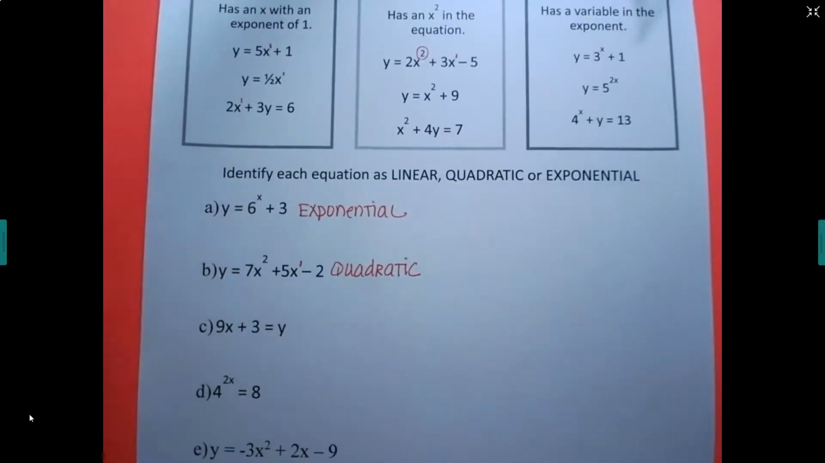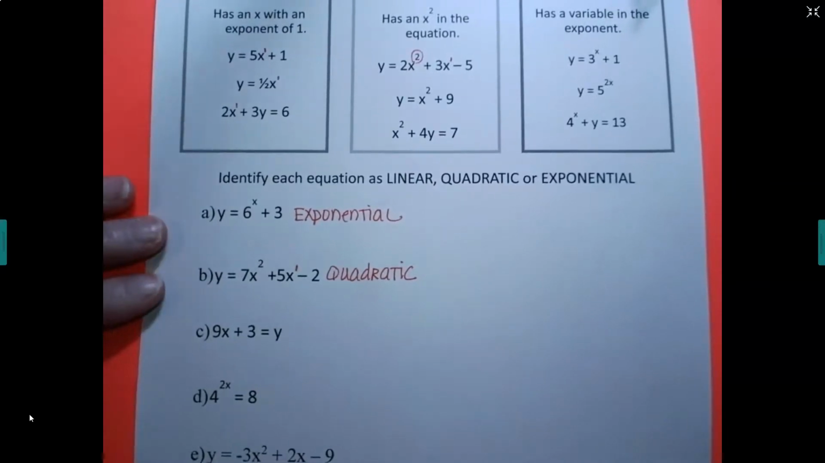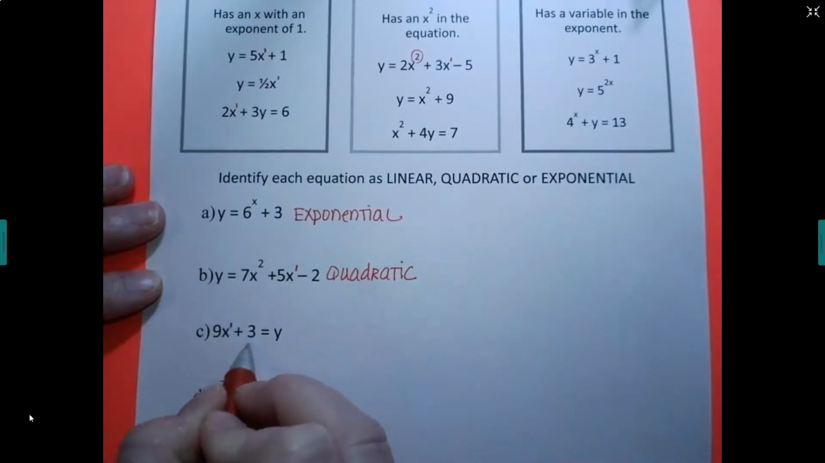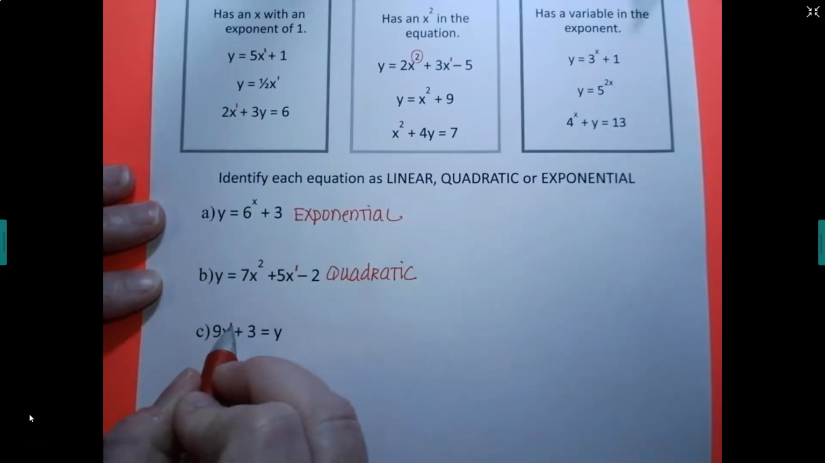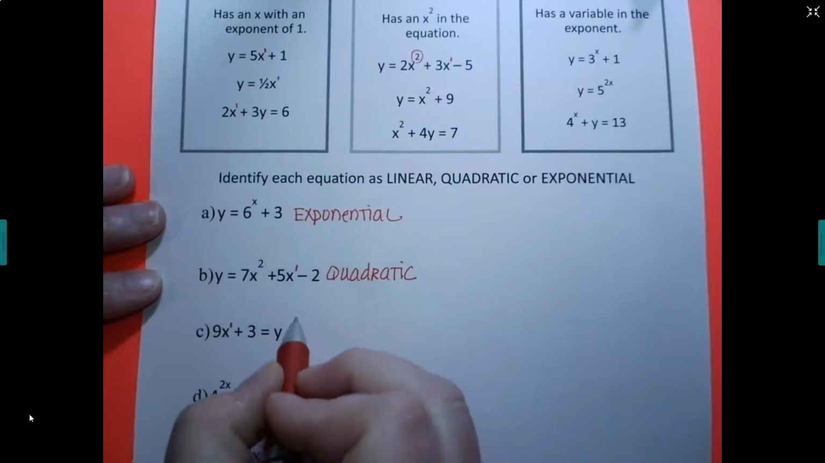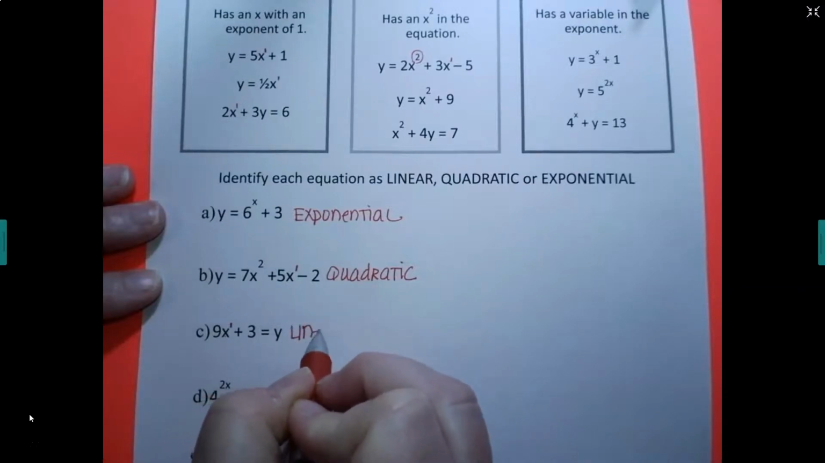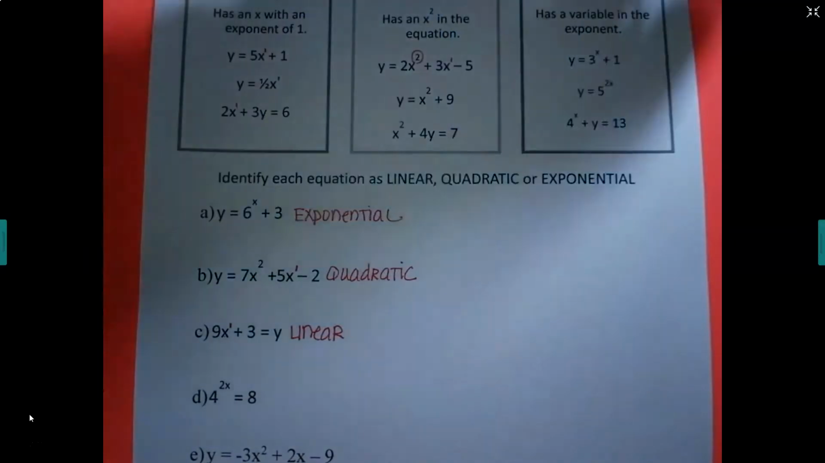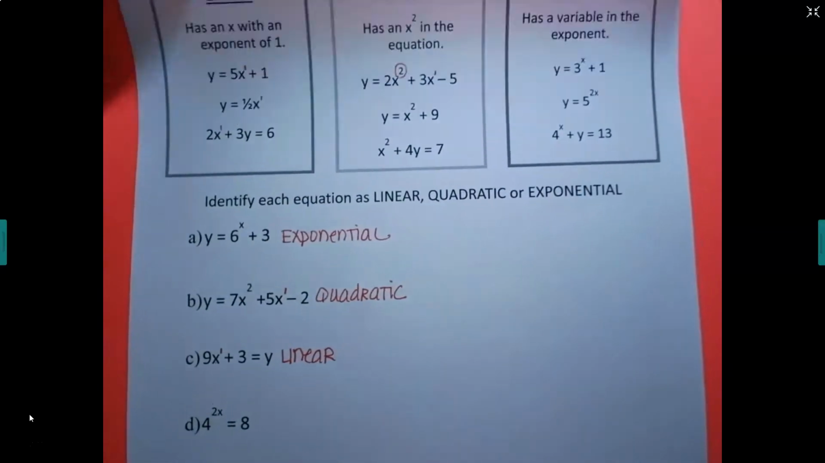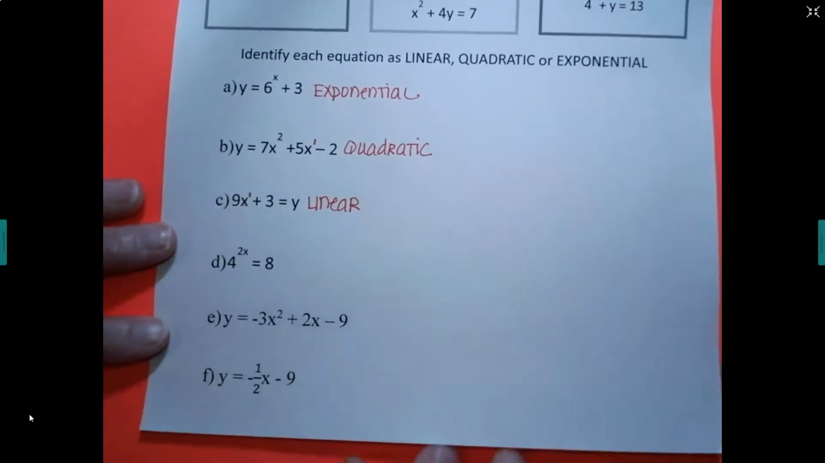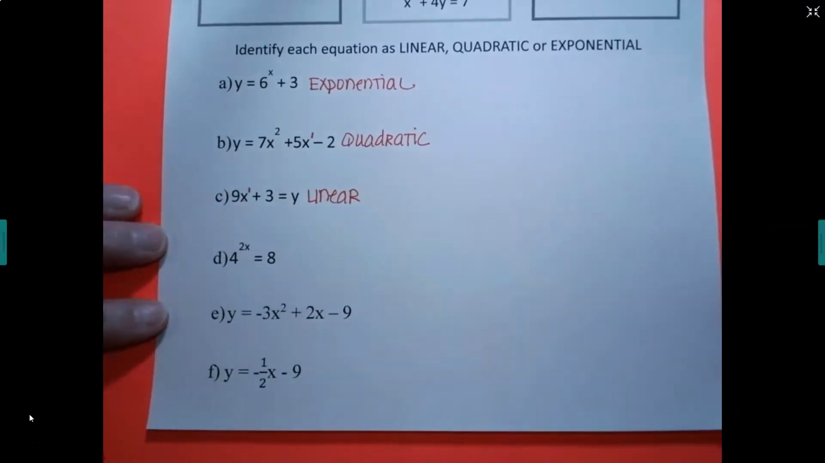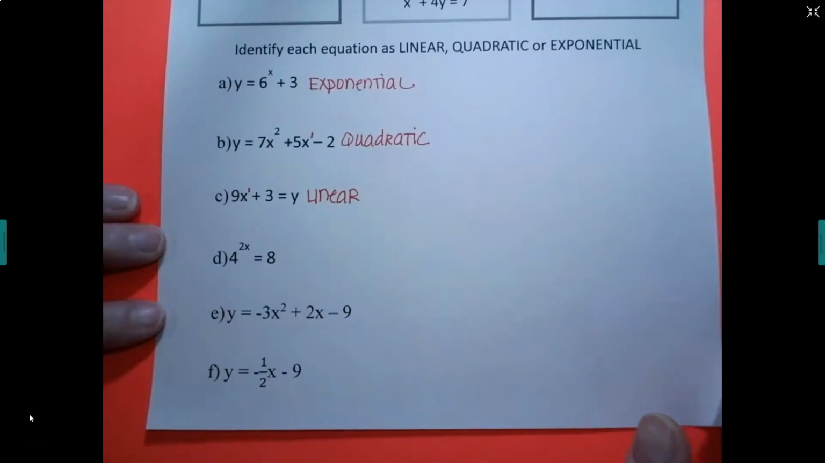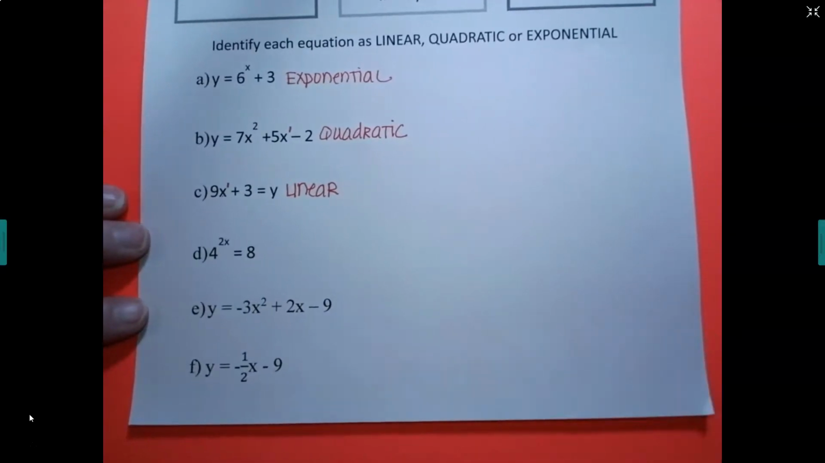In number 3, we have 9x plus 3 equals y. Look at your x. Has a 1. There is not another x. This is x to the first, and x to the first makes it linear according to our notes. All right, let's take a look at D. Right now, try pausing the video and seeing if you can get the next 3 on your own, and then come back and check to see how you did.